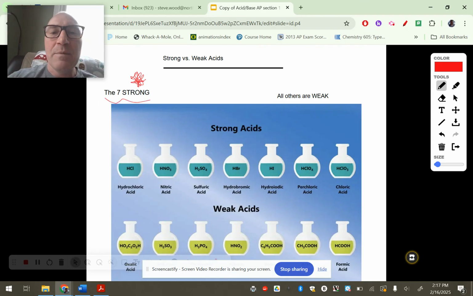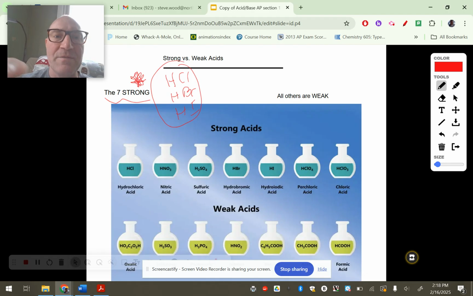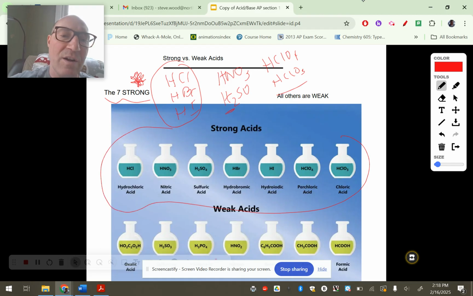They are, I'm going to write them over here. They're HCl, HBr, and HI. Now I say that because these are the order on the periodic table in group 17. So those 3 from group 17. Then you have the ternary acids, HNO3, H2SO4, this is your diprotic. And then we have HClO4 and HClO3. And these make up our 7 strong acids.